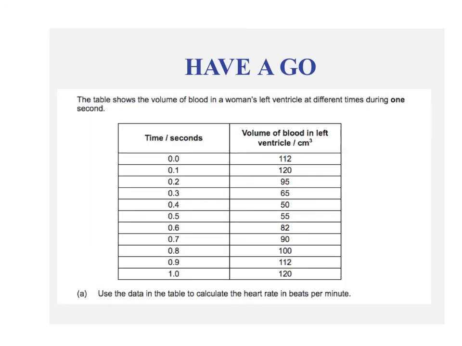And the reason I'm asking you to do that is because we're going to have a look at these exam questions, and cardiac output comes in various different forms, looking at these calculations. So here we've got a table showing the volume of blood in a woman's left ventricle at different times during 1 second. Use the data in the table to calculate her heart rate in beats per minute. Now you can pause and have a go and let me know what you get. So you're working out her heart rate in beats per minute.